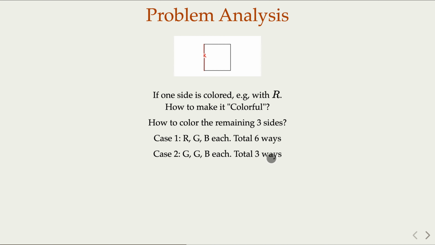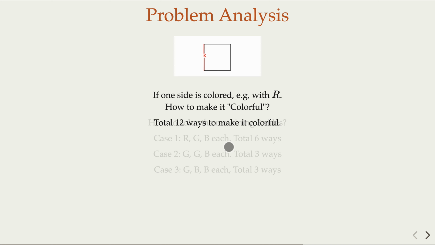Of course, you can also do 2 blue and 1 green. Similarly, here you have 3 different choices of the sides to be colored with green, so a total of 3 different ways. In summary, we claim that for a square, if you color the first side with a fixed color, R, then there are 12 different ways to make the square colorful. That's the important conclusion we need to use.